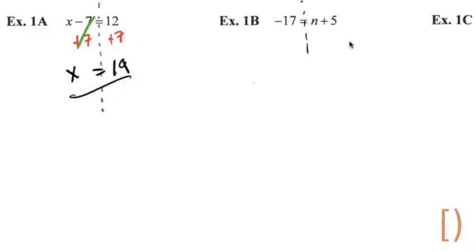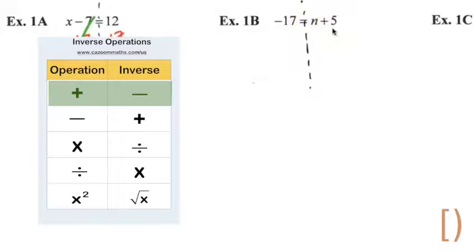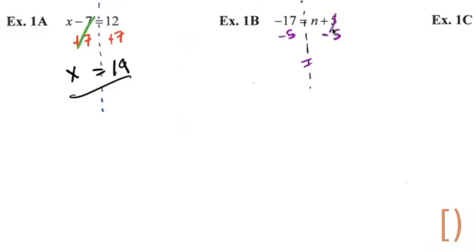We do the same thing over here. Here's my equal sign, there's my wall. I have n plus 5. I only want the variable here, so I'm going to get rid of that plus 5. So we're going to do the opposite operation. We're going to subtract 5. These cancel. I get n equals negative 22.